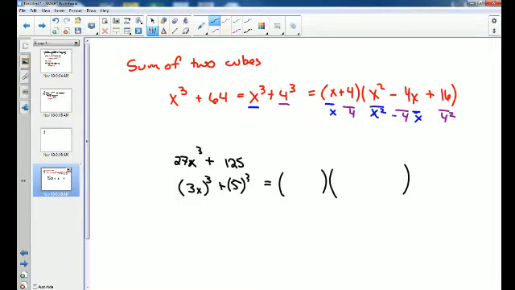Here: 3x plus 5. And then x squared. And then this here is the first term squared, so 3x squared. Minus. And then you take both terms, 5 times 3x.